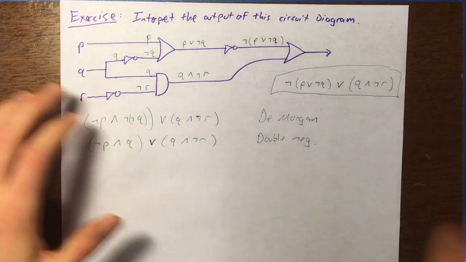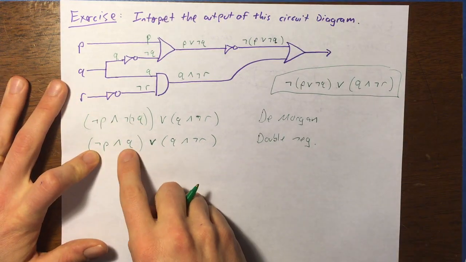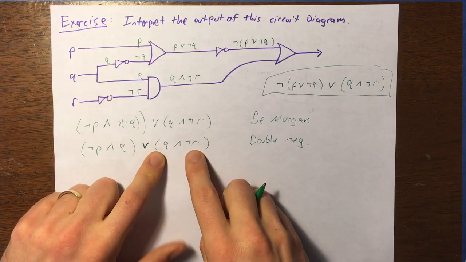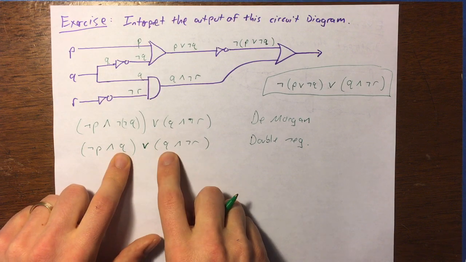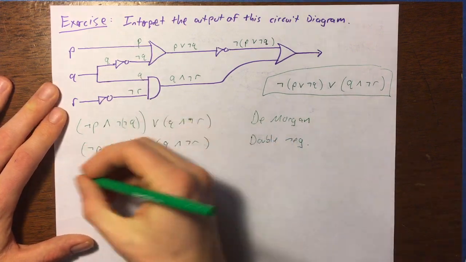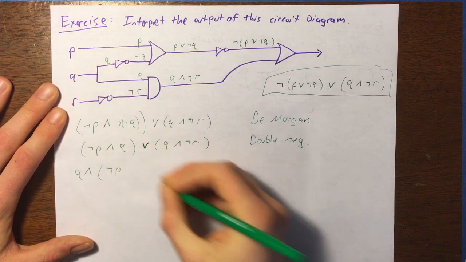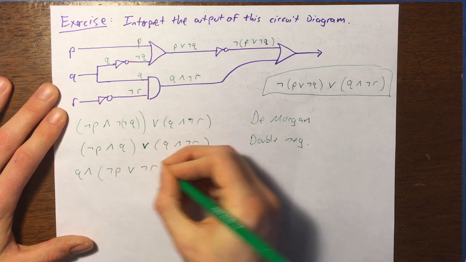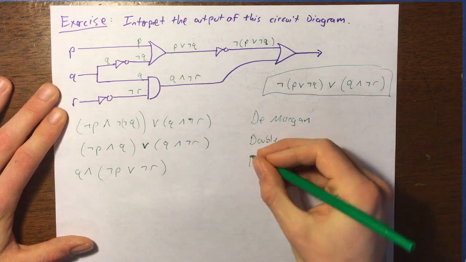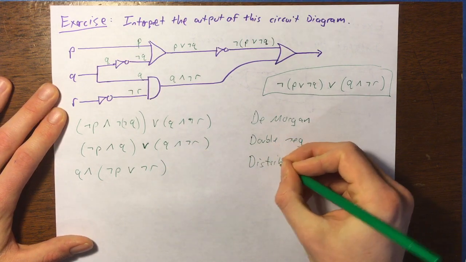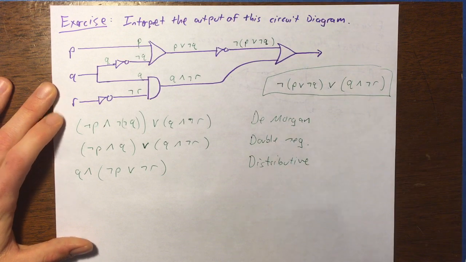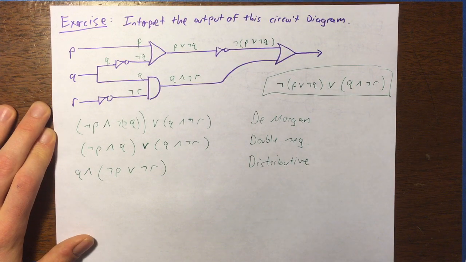In this case, the letters are different. In this case, it's not P and Q, and it's Q and not R. So we should take the Q out, and it's going to look like this. Q and, then we'll have not P or not R. That is by the distributive law. All right, so that's pretty good.